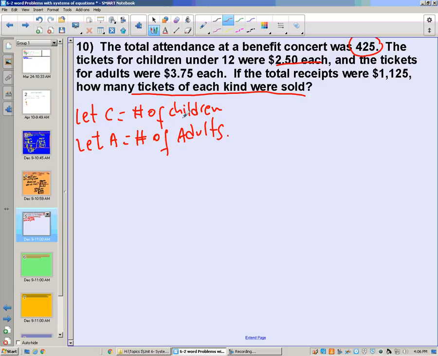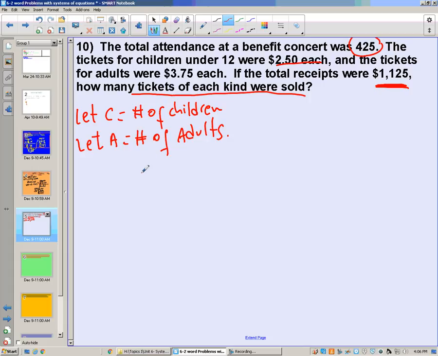Okay? So now let's go back up here and see what we know. What do we know? They're telling us that the total receipts, so the total amount of money that they made from the sales, were $1,125. So let's think about how they got that. How did they get that?